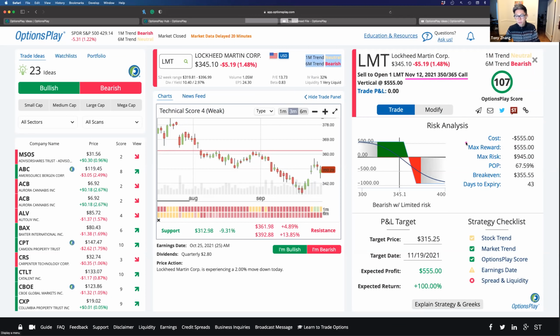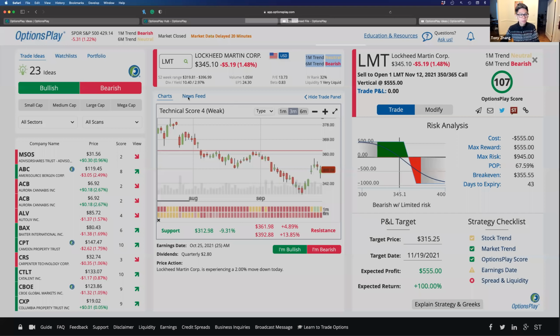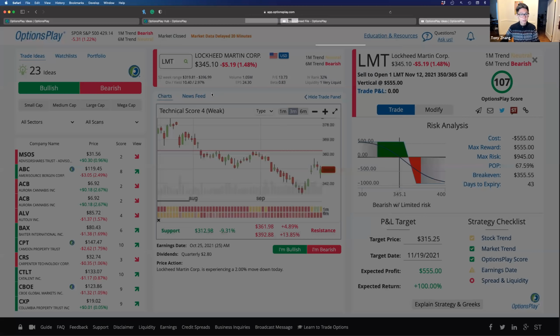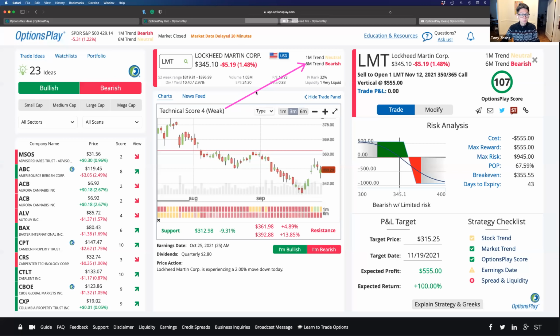So for $555 of max reward, you're risking $495, and you have a probability of profit of about 68% or so, giving you all the metrics that you need to decide if this is a trade that you want to make. Then you can click on the trade button and see how to enter this trade into your broker's platform. This is designed to make your research process as quick as possible because you have all of the technical analysis information at your fingertips, and then you can do the options analysis very quickly and decide whether it's a trade that you want to place.